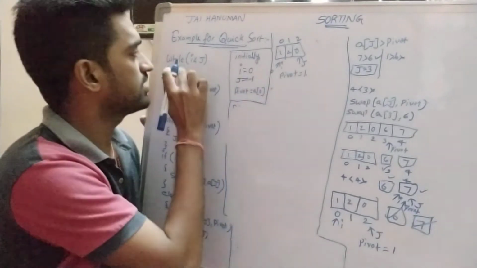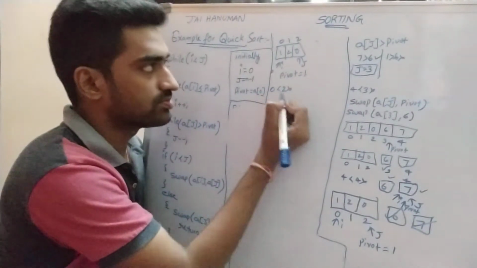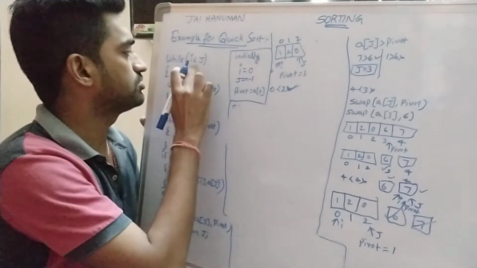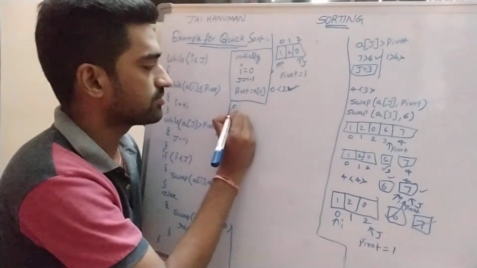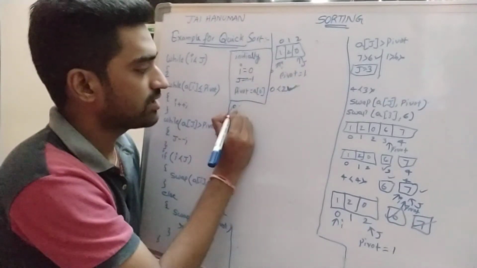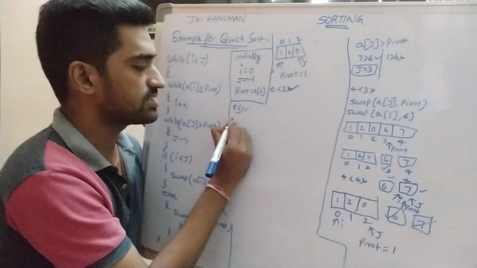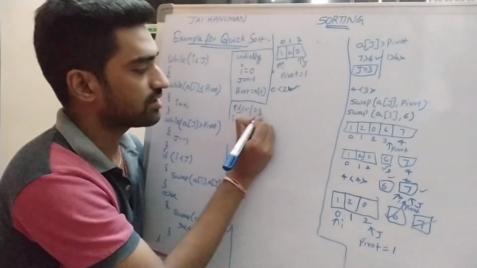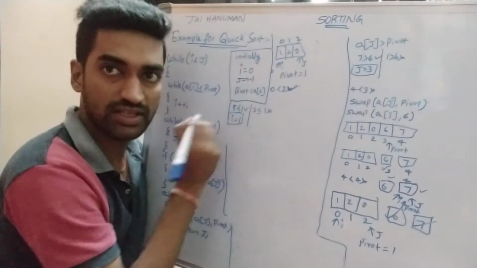So here I am taking I less than j. 0 less than 2. The condition is true. Then we are entering into this loop. A of I means a of 0. 1 less than or equal to pivot 1. The condition is true. I is incremented by 1. I is equal to 1. Right? So 2 less than or equal to 1. The condition is a failure. So that's why the I value is set to be 1.